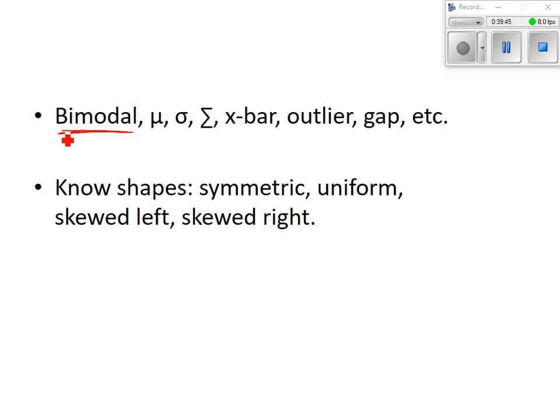What's bimodal mean? Two modes. Just some of these I just put on here just so that you remember. That's the mean of population. What's sigma? It's the standard deviation. Standard deviation of the population. What's the other thing that stands for standard deviation? It's the S. Just S.